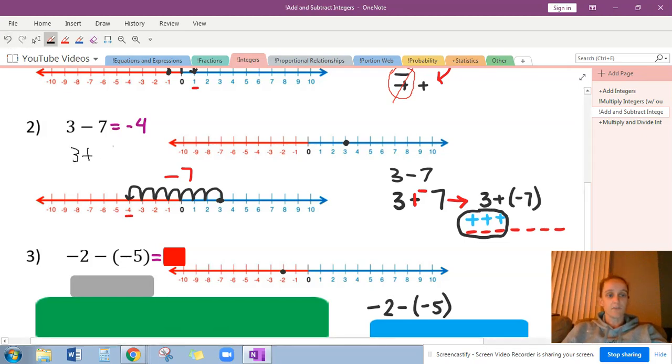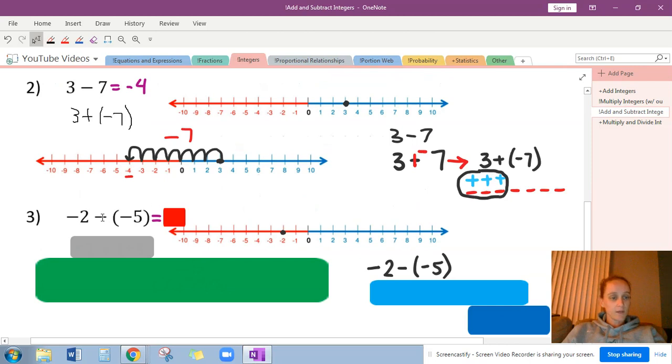Or if I looked at 3 plus -7, like if I rewrote the equation over here, -7, that's the same thing. I'd be starting at 3, and then I'm going backwards 7 because it's -7. So no matter how you write it, you're still going backwards 7.